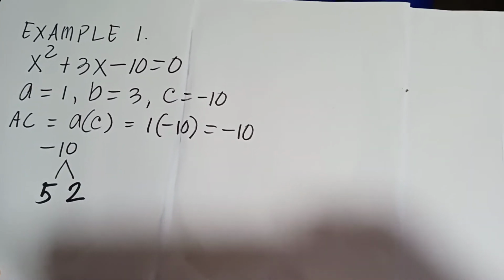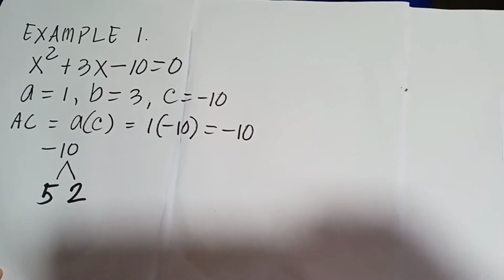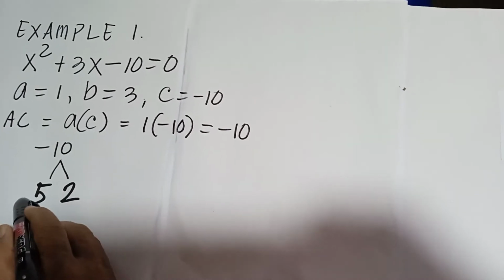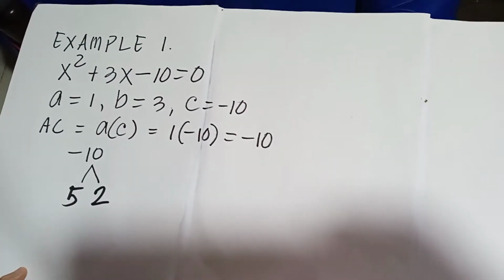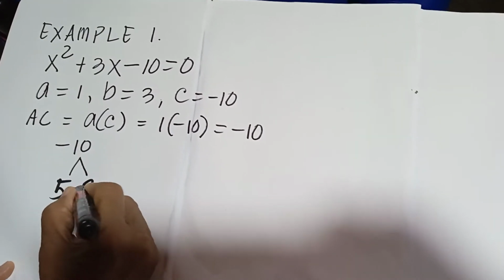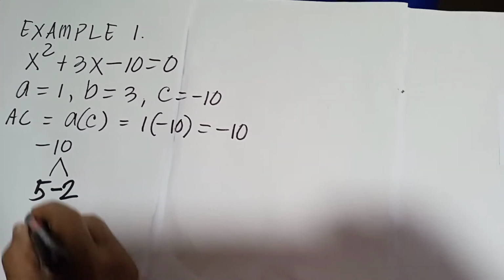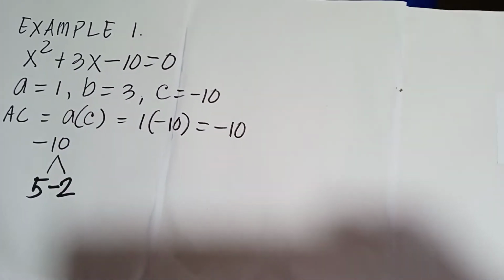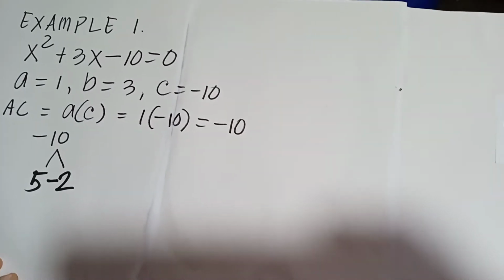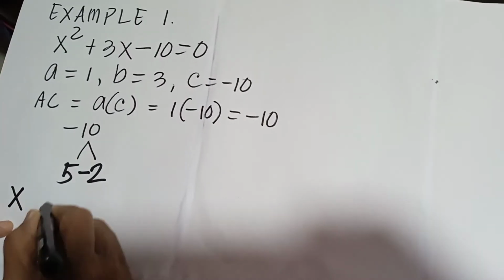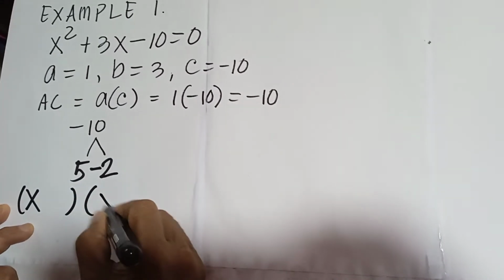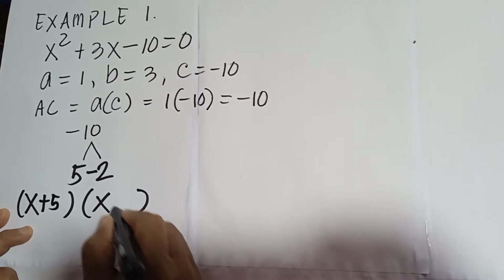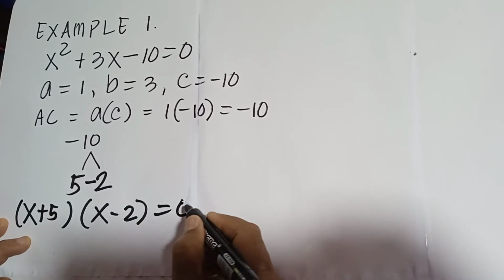And since the sign of B is positive, you should choose the bigger number to be positive, so that the difference of the factors will be equal to 3. That is the value of B. After that, you pair that immediately to x, like that. So x plus 5, x minus 2 equals 0.